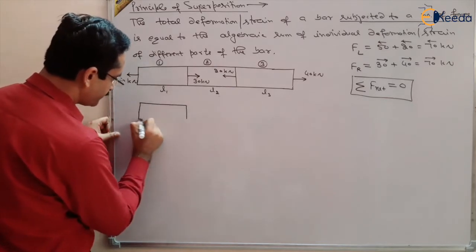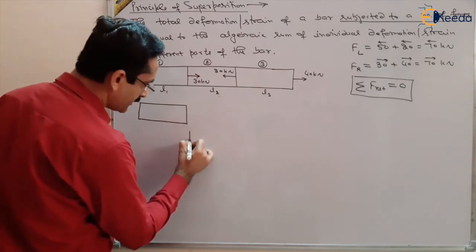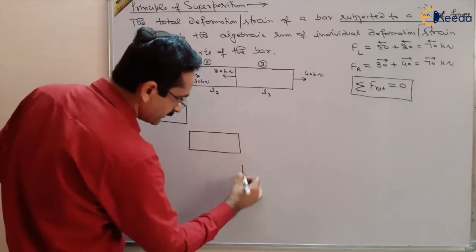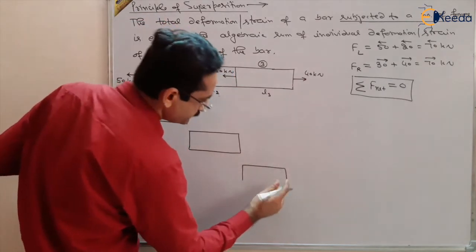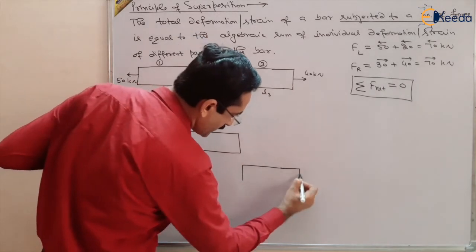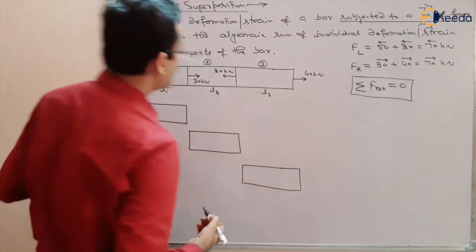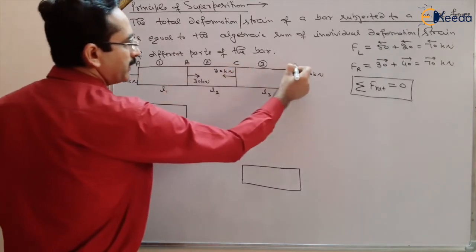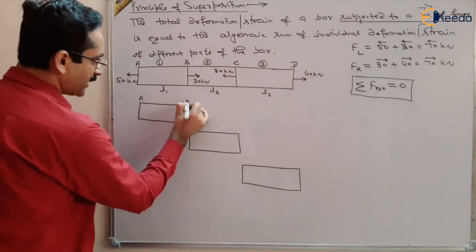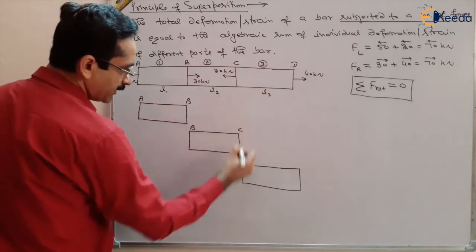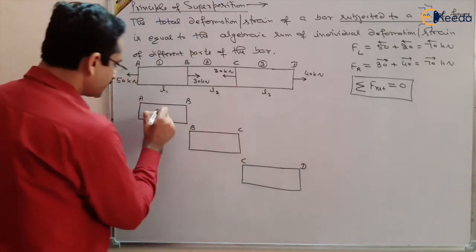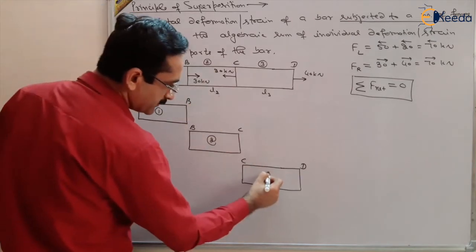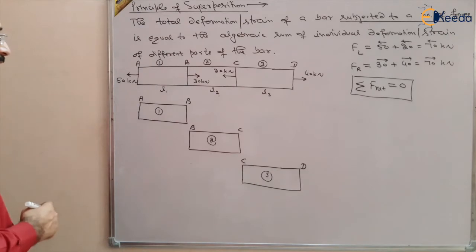Say this is one part of the bar, this is the second part of the bar, and this is the third part of the bar. And we can give numbering to these also, A, B, C and D. So AB is this part, BC is this part and CD is the third part. So this is the first part, this is the second part and this, CD, is the third part, right?